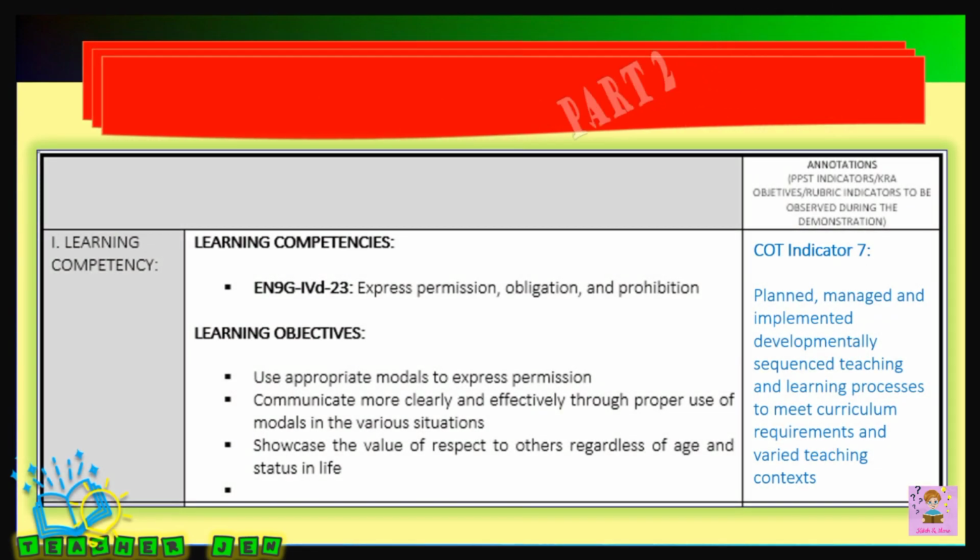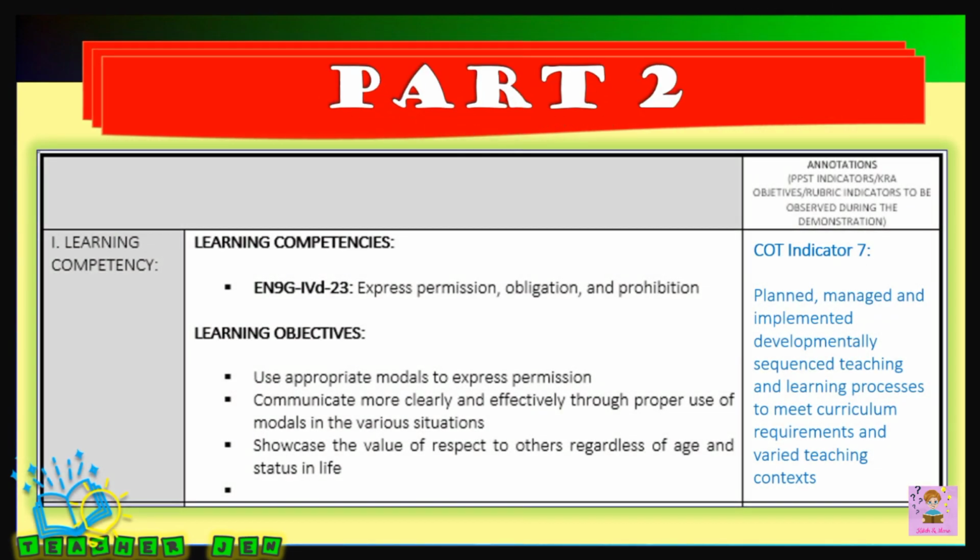This is now the second part of my lesson plan. I would like to put emphasis first on the three columns that make up its structure. Under the first column, I have put the major parts of my lesson plan, namely learning competency, subject matter, procedure, and evaluation. Under the second column are the content of each major part, while under the third column, I have written the COT indicators that I used for a particular part of my lesson plan.